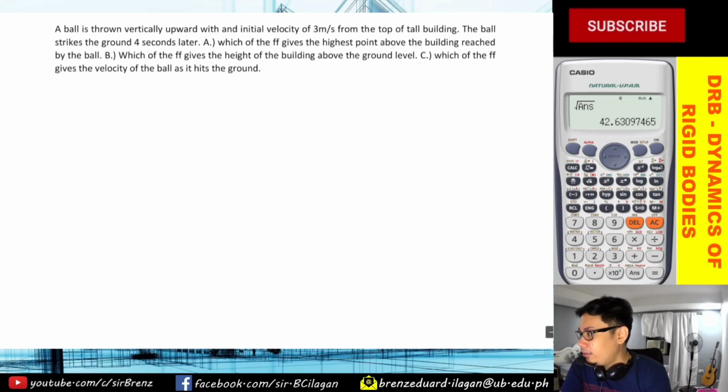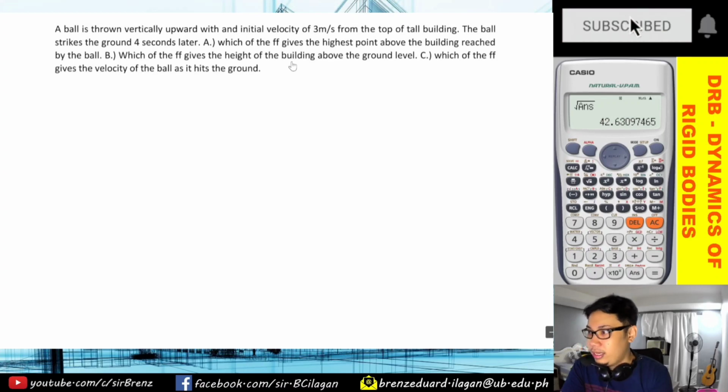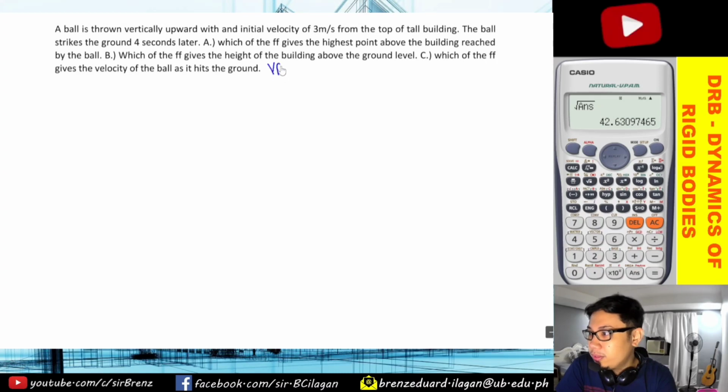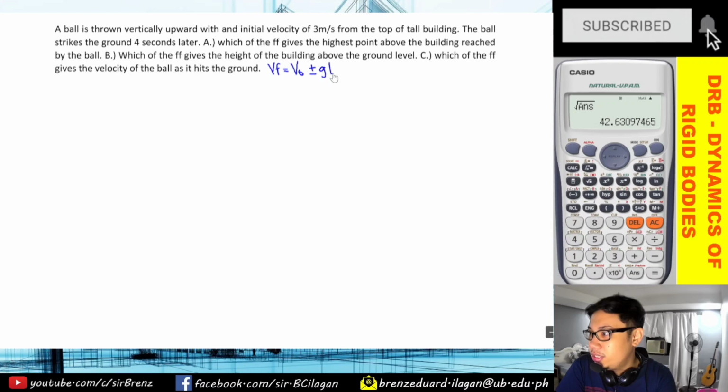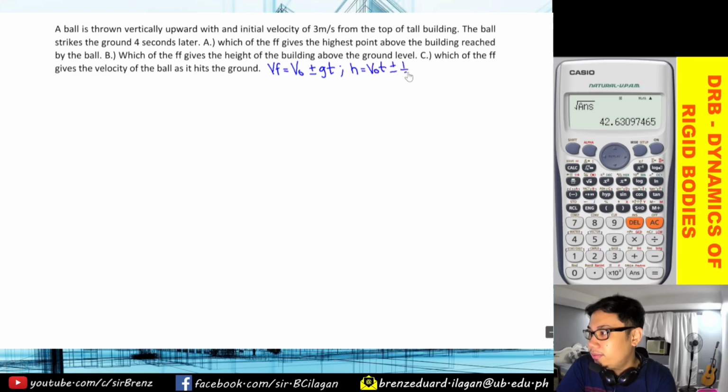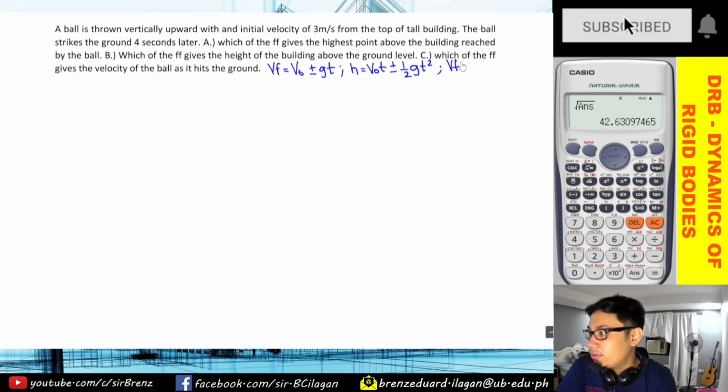So again, this will be categorized in the problem na free-falling bodies. So under free-falling, again, sulat mo muna ulit yung mga available equations. So VF equals VO plus minus GT. And then yung isa, yung H, is equals to VOT plus 1/2 of GT squared. And then yung last, final velocity squared is equals to initial velocity squared plus minus 2GH.